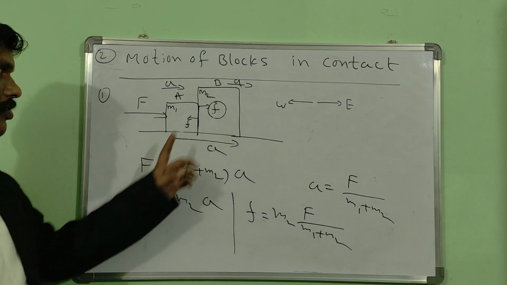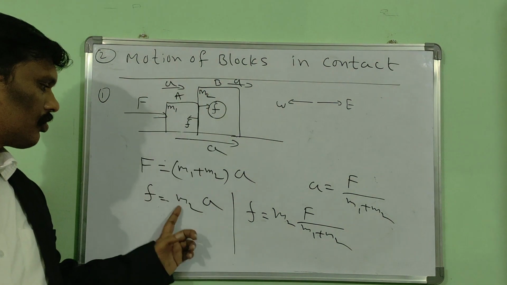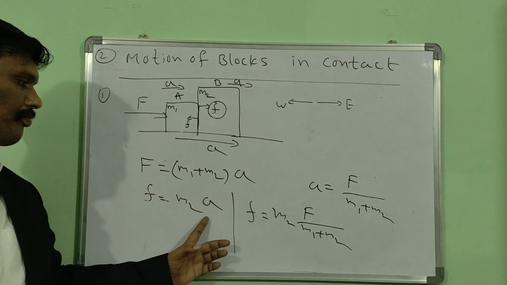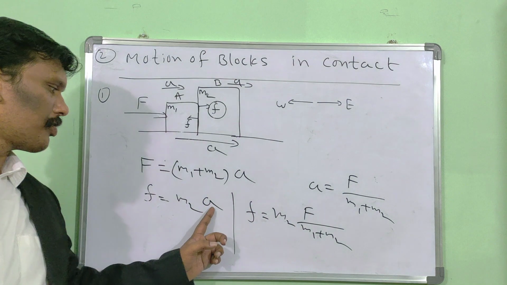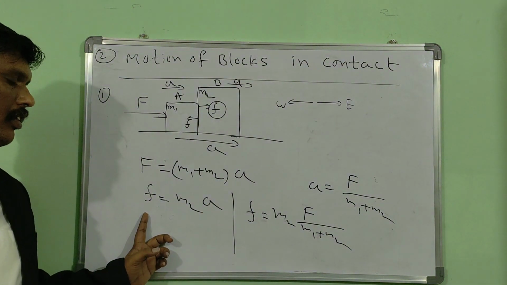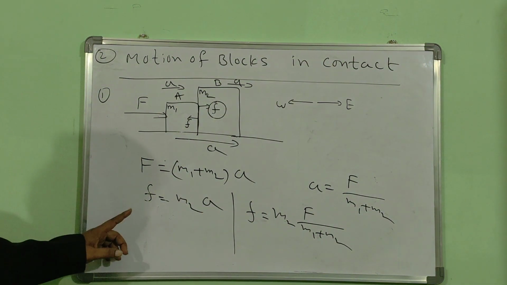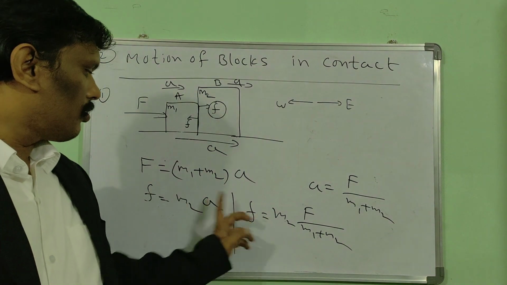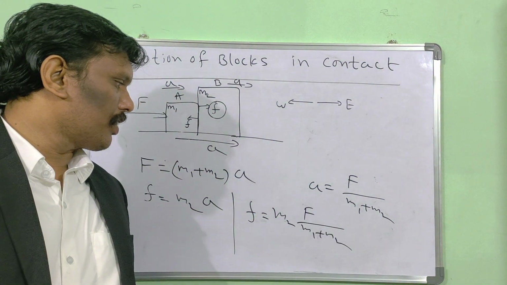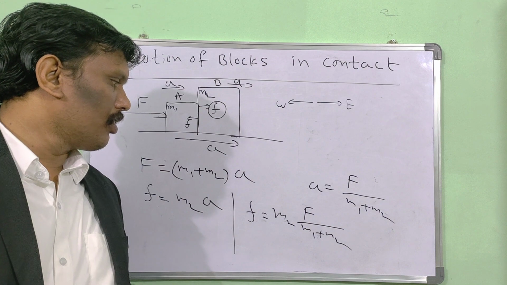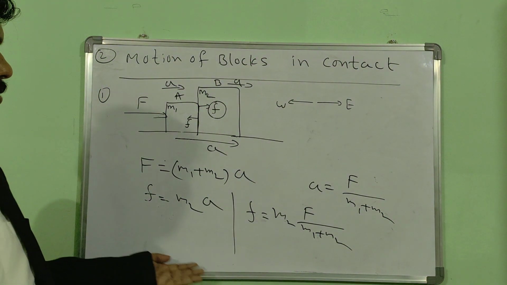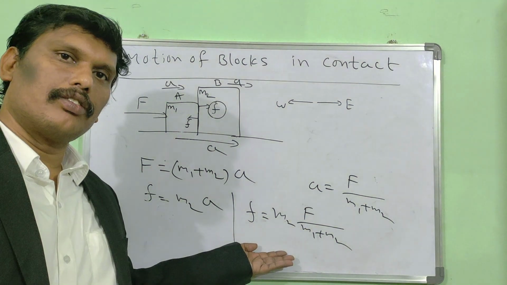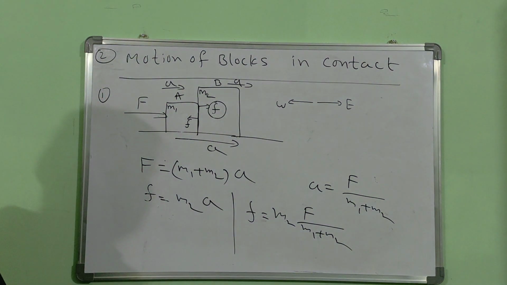By using this formula, we can calculate the contact force. How to calculate contact force? This force pushes only M2, so M2 into the acceleration of the block. This acceleration we calculate from this formula. Substitute here and we get the contact force. What is the formula for contact force? F is equal to M2 into acceleration. Already we know that. Substitute here and you get the contact force formula. By using either, we get the same value. You can solve the problem in any way, your choice. Right. The next one.